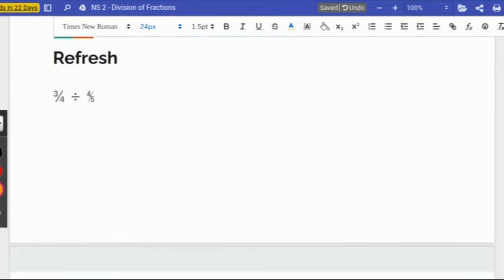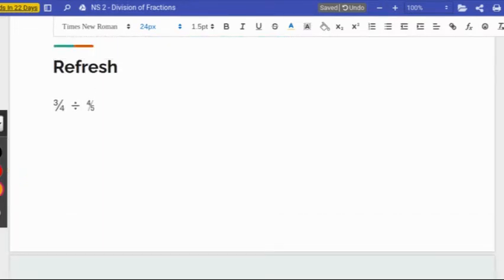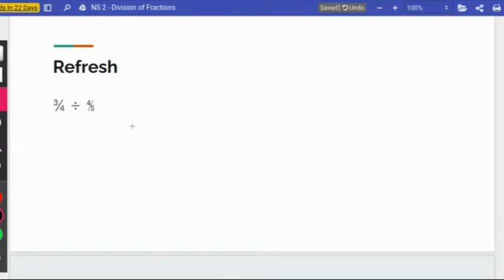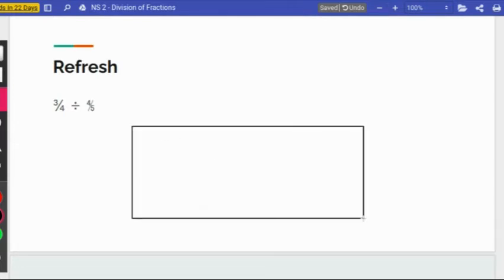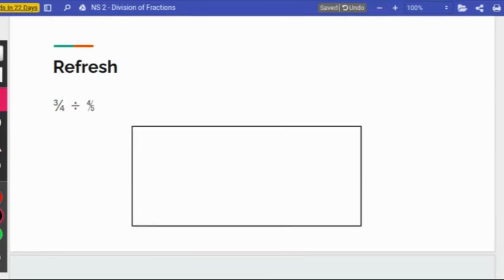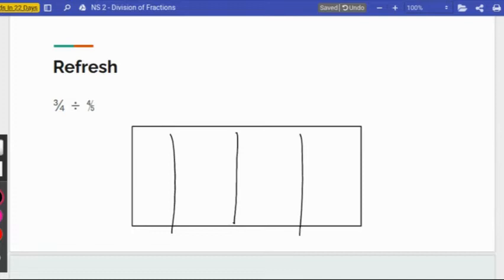Okay, the next thing we did was a fraction divided by a fraction. So we start out the same. We need to draw our 3/4. So I'm going to divide my whole into fourths, and then I'm going to shade my 3/4 because that's what I have. And then I want to know how many fifths are in that.